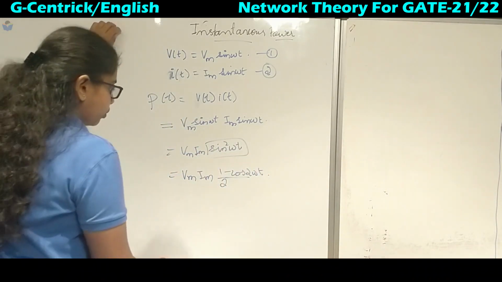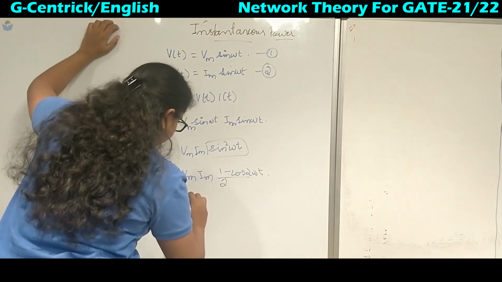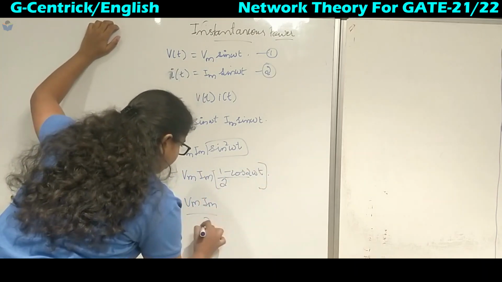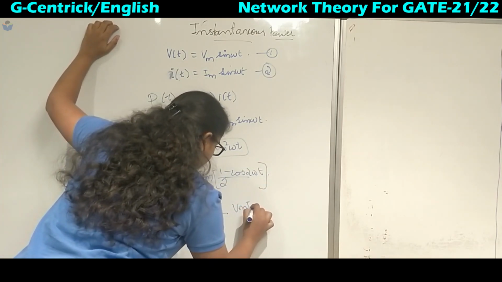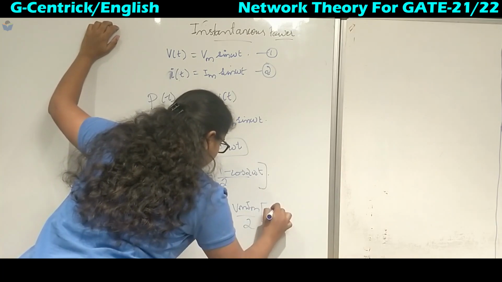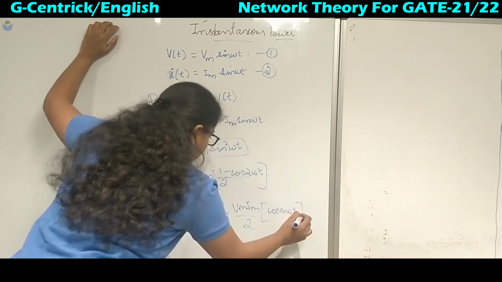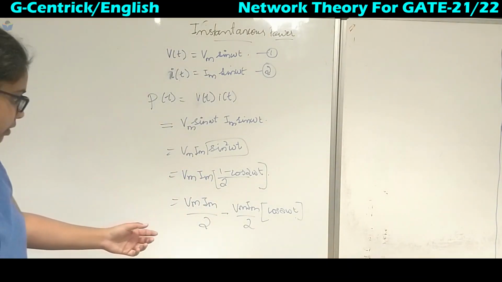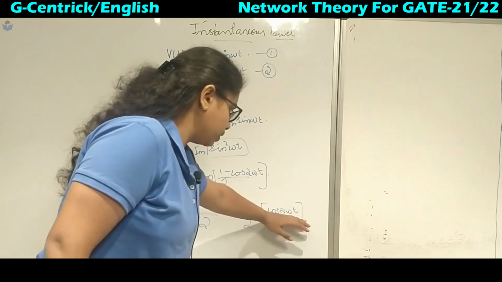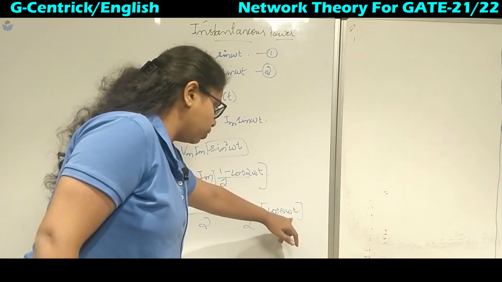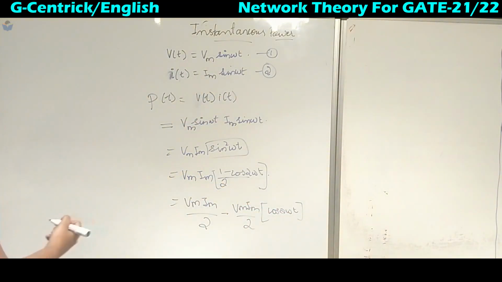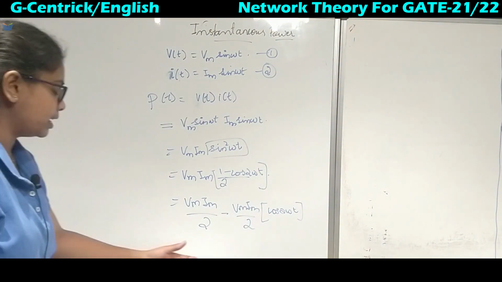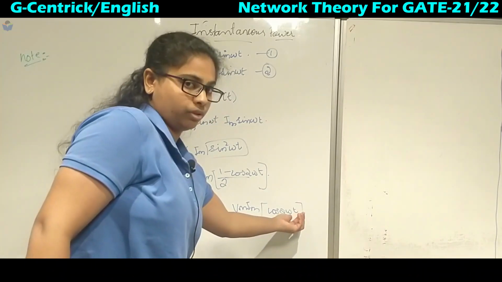This we have seen in the trigonometric formula. Now I will expand it: Vm into Im by 2 minus Vm into Im by 2 into cos 2 omega t. So this is the instantaneous power. Here we have the t term, omega t is here. Every time we can note that whenever you calculate the instantaneous power, this is nothing but the frequency.